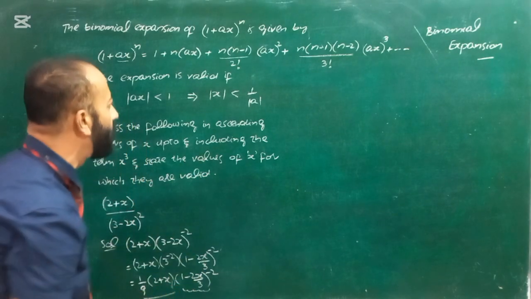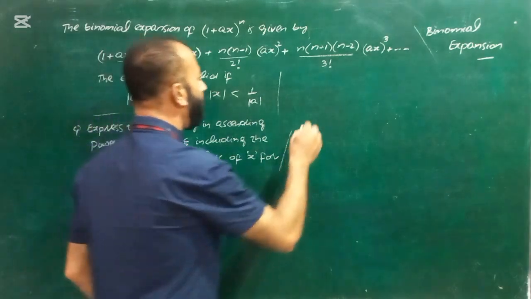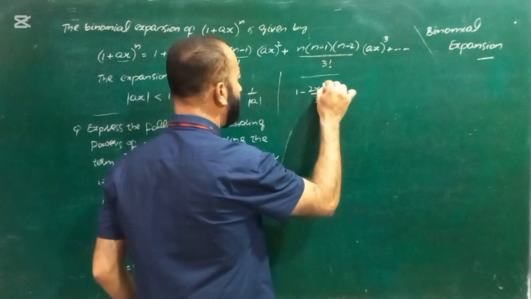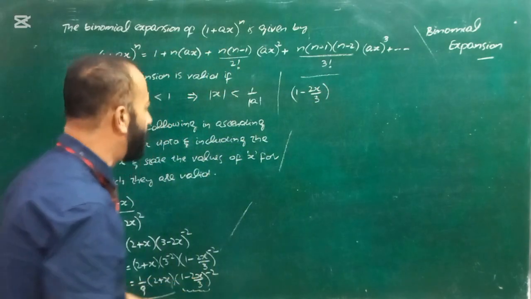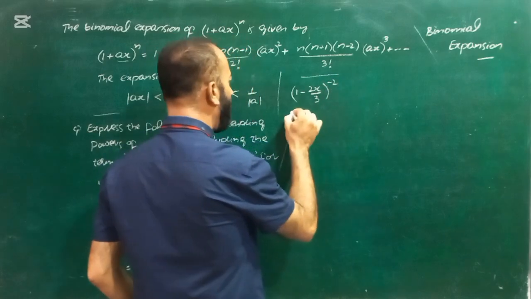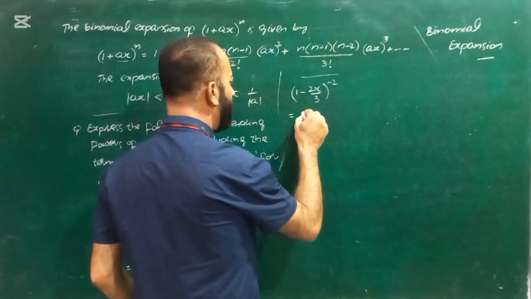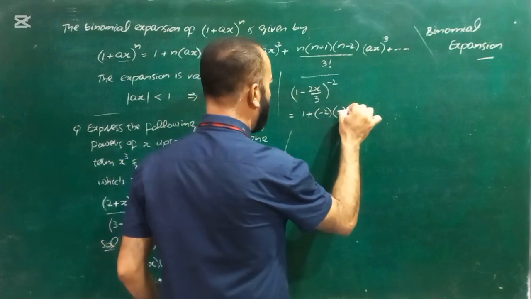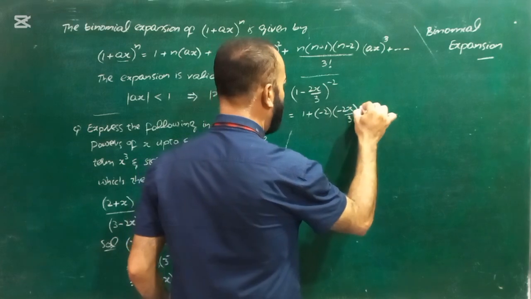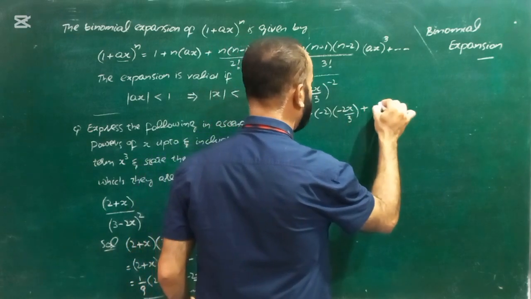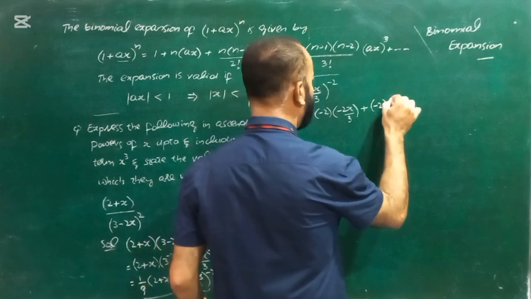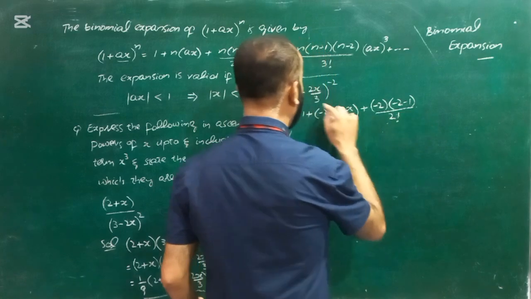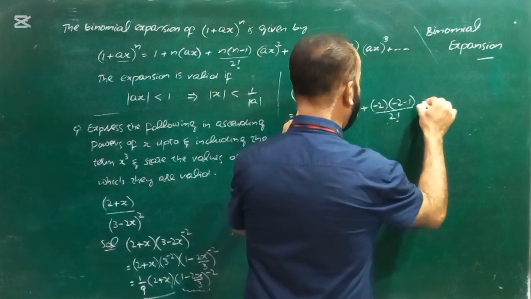So (1 - 2x/3) raised to the power -2. Binomial expansion is going to be applied. So 1 + n x, plus n(n-1)/2! times the square of this term, (-2x/3).